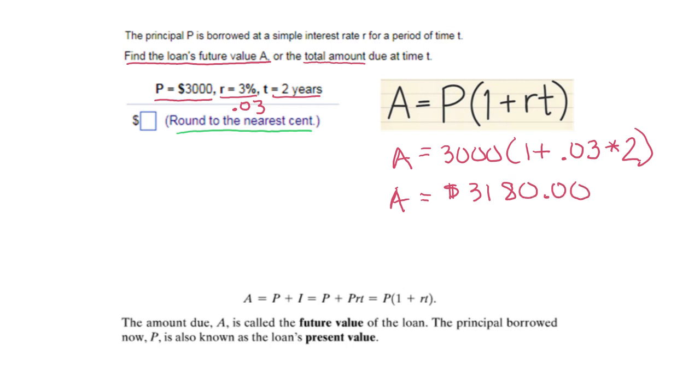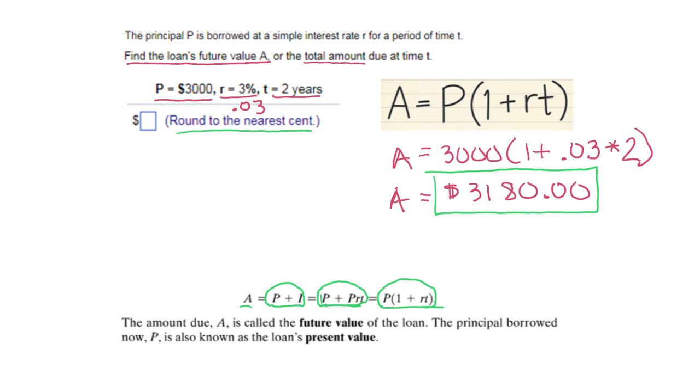$3,180.00. And this will be my future value. Below, you can see that there are different ways to represent the future value. Principal plus the interest is our future value. And we have interest turns into PRT, which when you factor out the P, we end up with the same equation. So what they're telling you is all three of these options are equivalent, and it depends on what you have.